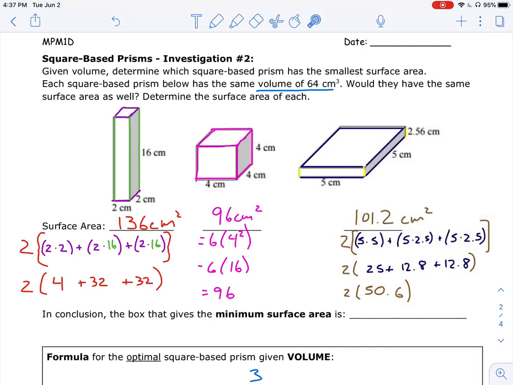very similar to the first one, I have a length, a width, and a height. I need to add them all. I need to find the surface area of each individual side and then add them together. So we have 5 by 5, 5 by 2.56, and then 5 by 2.56. And then there are 3 more sides like that, so I'm doubling it. So I end up getting a surface area of 101.2 centimeters squared.